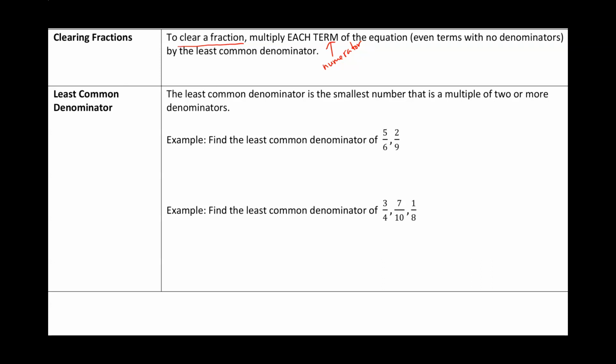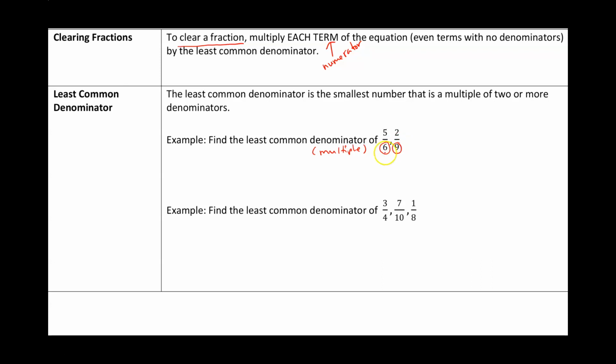So the least common denominator, also called the least common multiple, is a number that 6 and 9 can both go into. So our denominators here are 6 and 9. Our least common denominator is going to be the lowest number that 6 and 9 can both go into.